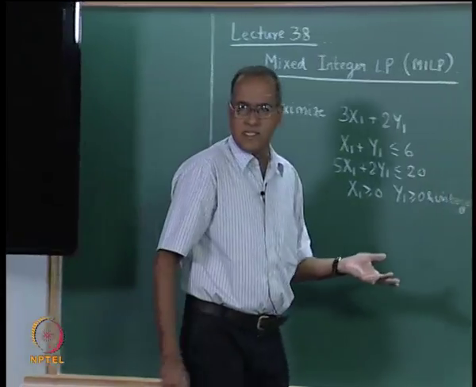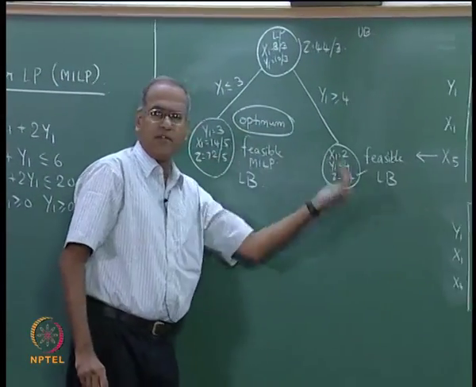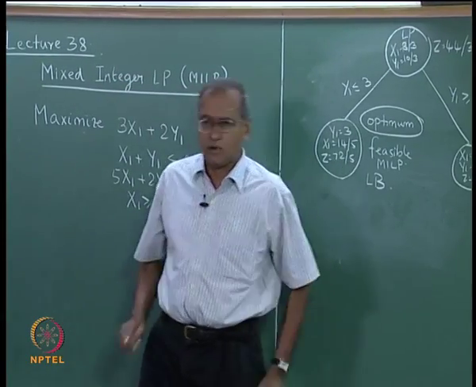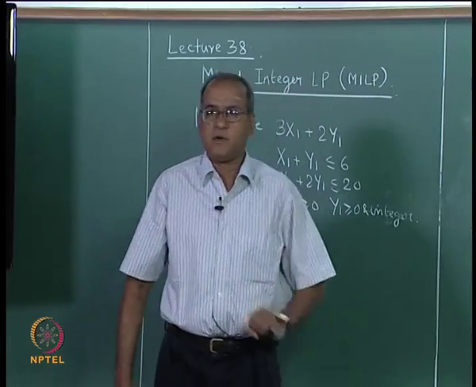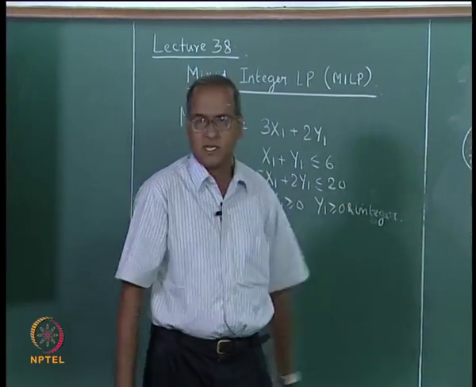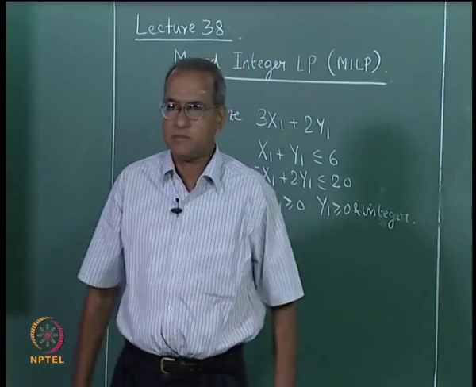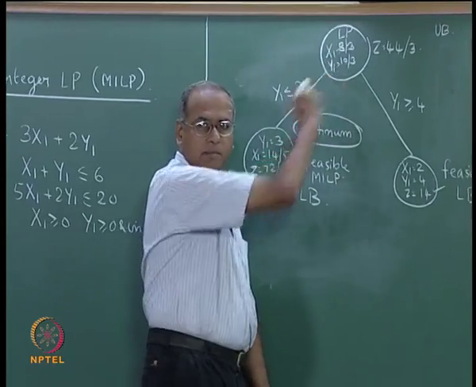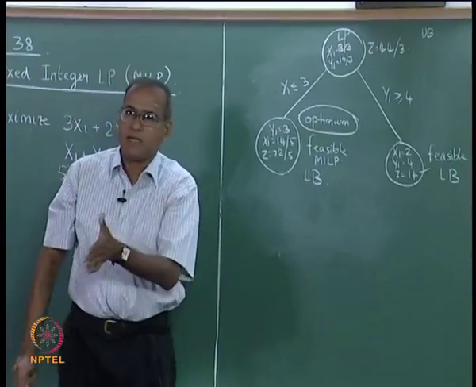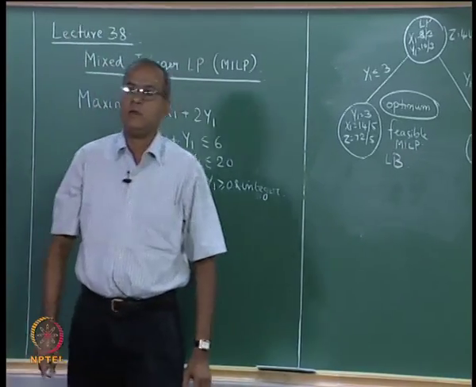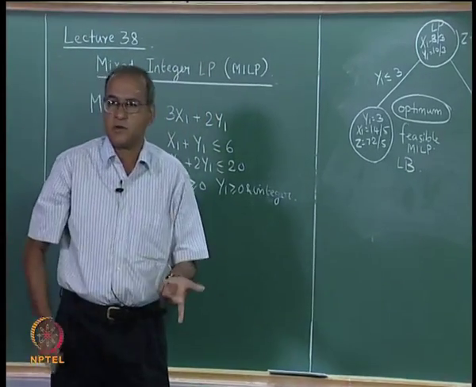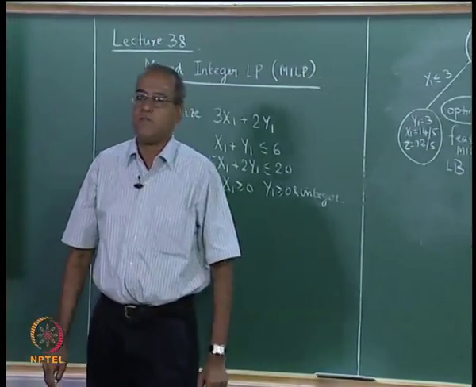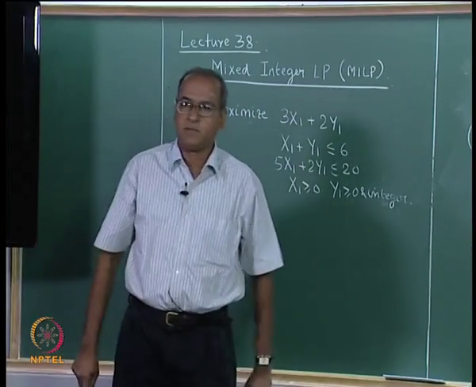In a typical branch and bound, it is not necessary that all of them will be fathomed by feasibility. We have seen that in a branch and bound there are three ways of fathoming a node. One is by feasibility, when you get a feasible solution, which is what we got in both the cases, feasible to the MILP. This one is not feasible to the MILP, but this is feasible to the LP. So, when you get feasible to MILP, you fathom by feasibility. Sometimes, because you keep adding constraints at every node, you may get an infeasible solution. So, you fathom by infeasibility.